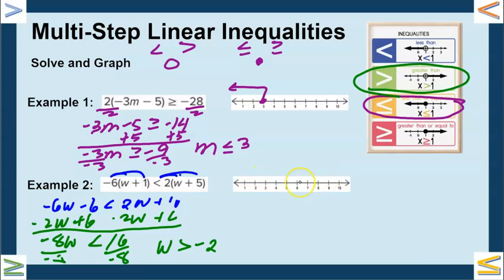And on this one I don't have a negative number, so I'm just going to draw my own number line here. I'm going to put a negative 2 here, and then I have an open circle at negative 2. For numbers greater than negative 2, greater than means it has to go to the right. And that's how you can solve and graph multi-step linear inequalities.